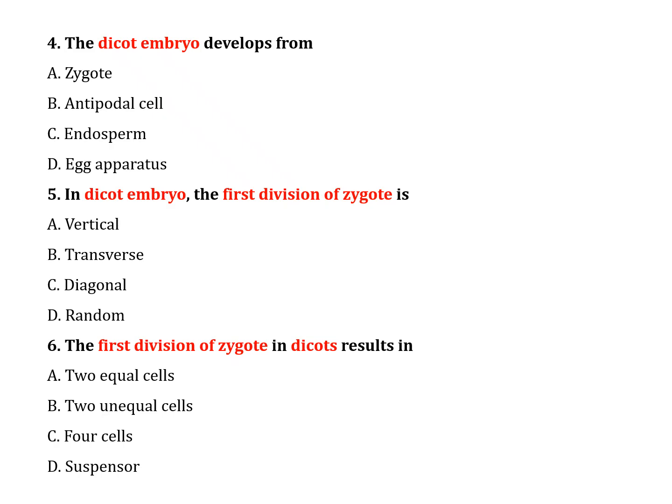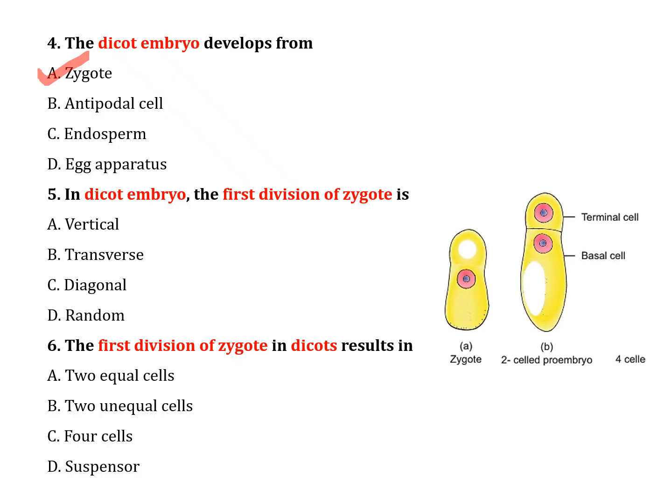The next question number 4. The dicot embryo develops from option A zygote, option B antipodal cell, option C endosperm, option D egg apparatus. Correct answer is option A zygote. The next question number 5. In dicot embryo, the first division of zygote is option A vertical, option B transverse, option C diagonal, option D random. Correct answer is option B transverse.